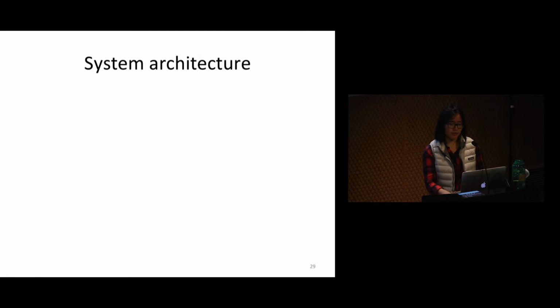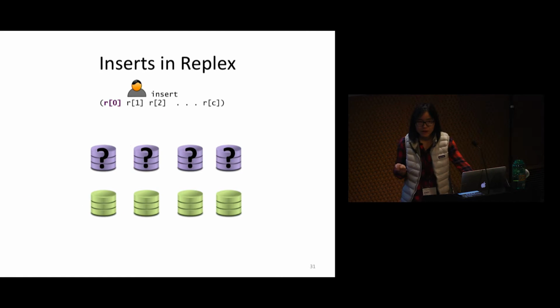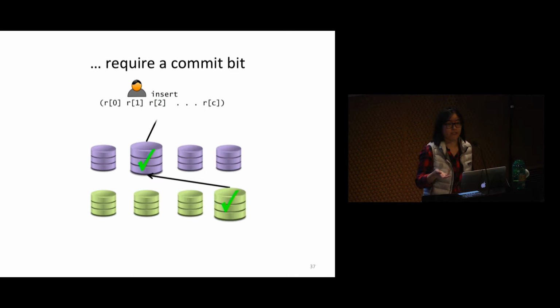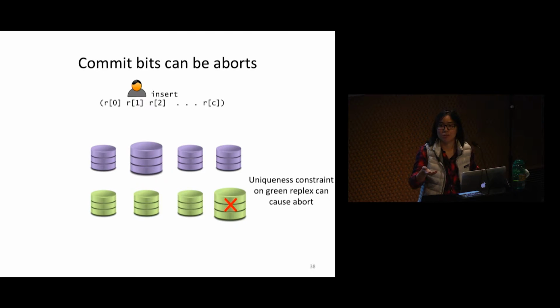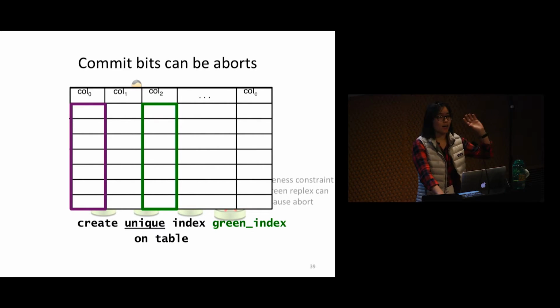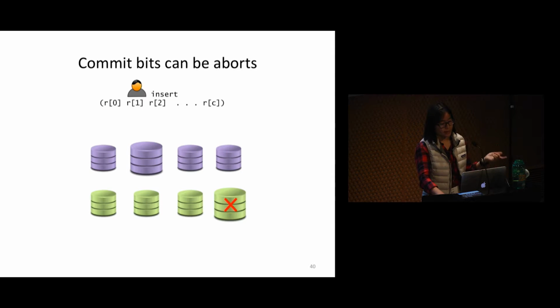Okay, great. So commit bits can be aborts because suppose you have some sort of uniqueness constraint on the green replex that will cause your insert to abort. Namely, you've already inserted a row with that value. This will be, for example, if you consider the SQL table that we initially had, if you had created that green index with the unique keyword in SQL. So if it aborts at that green partition, then you're going to have to abort it at all the partitions that you visited. So you have to send the abort bit back up the chain and back to the user so that the user knows that the write has been aborted.